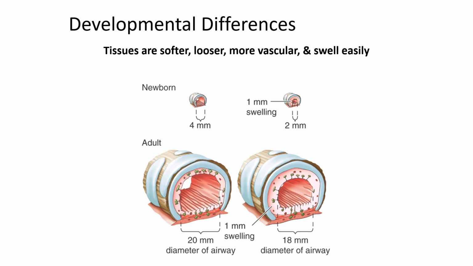In the adult, the same amount of edema will decrease the diameter only by 2 millimeters. So in an adult, 1 millimeter difference in diameter size isn't that much of an issue, but it's a huge issue in an infant and young child. Again, with increased resistance, there's increased risk of atelectasis. So please just consider those anatomical differences and be very vigilant with respiratory issues.